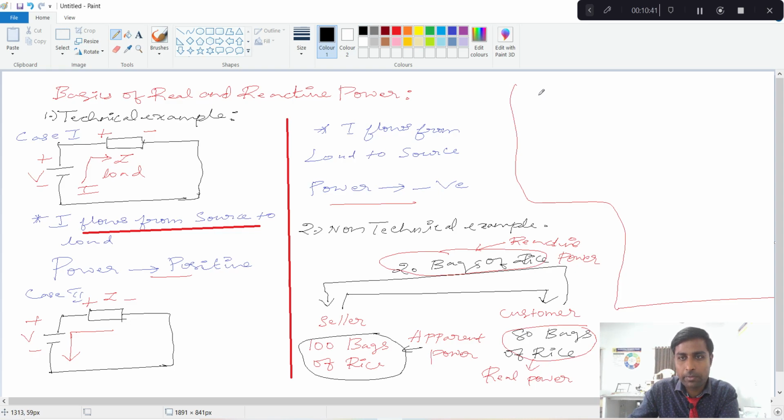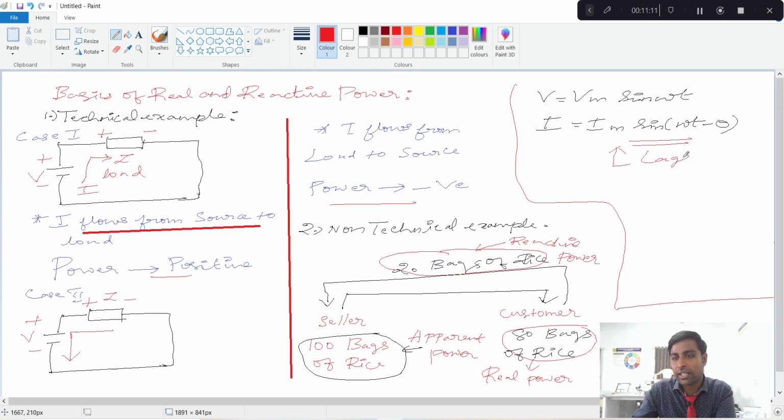my voltage. Maybe my circuit V is equal to Vm sine omega t. This is my voltage sine omega t. My maximum voltage is in a sine wave, and my current I am taking as Im sine(omega t minus theta). What does this actually mean? Which means I am going for a lagging power factor load.